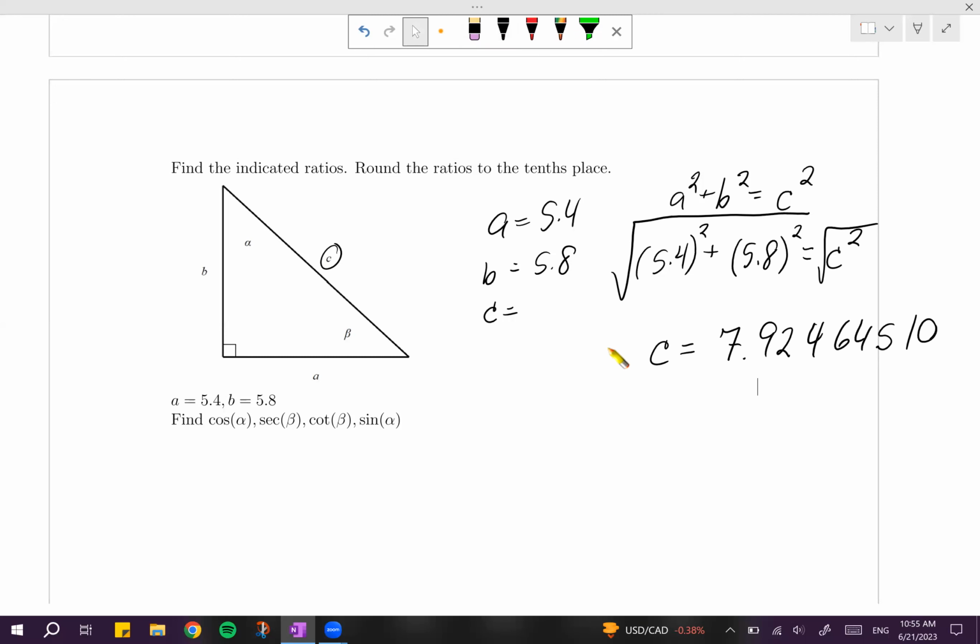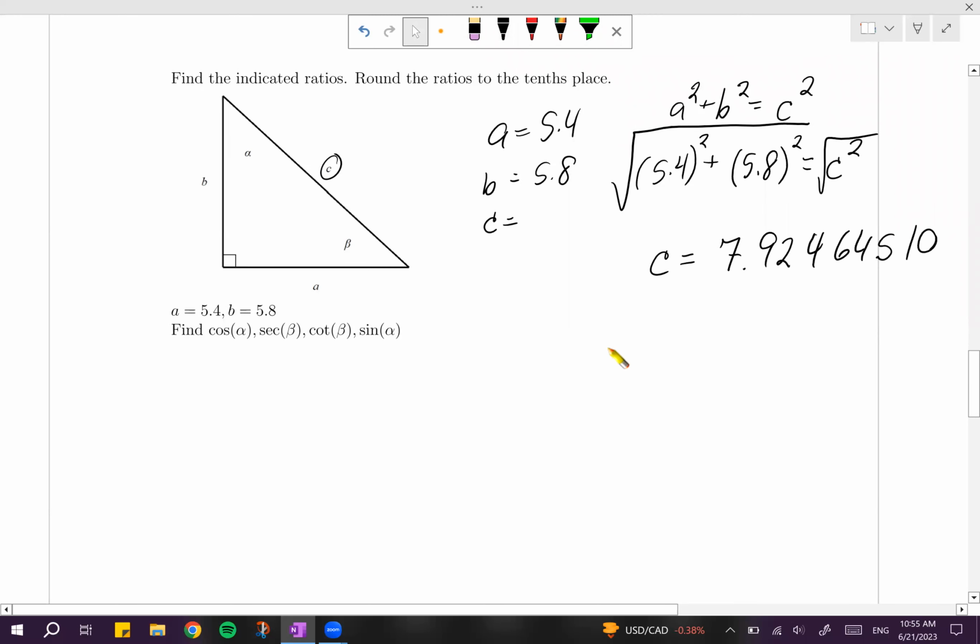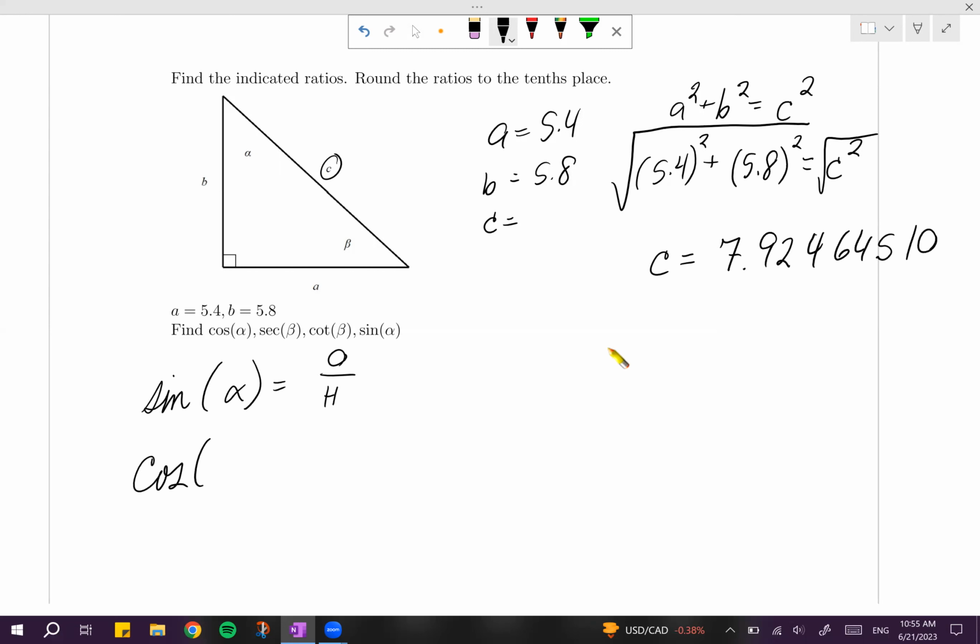Now I can find these ratios that they're talking about here. So sine, cosine, tangent, cotangent, secant, cosecant are all dealing with the ratios of these sides. So sine of alpha is opposite over hypotenuse. Cosine of alpha is adjacent over hypotenuse. Opposite, so this is our alpha. Opposite side is this one. Our adjacent side is this one, and our hypotenuse is always this one that's opposite the 90-degree angle.